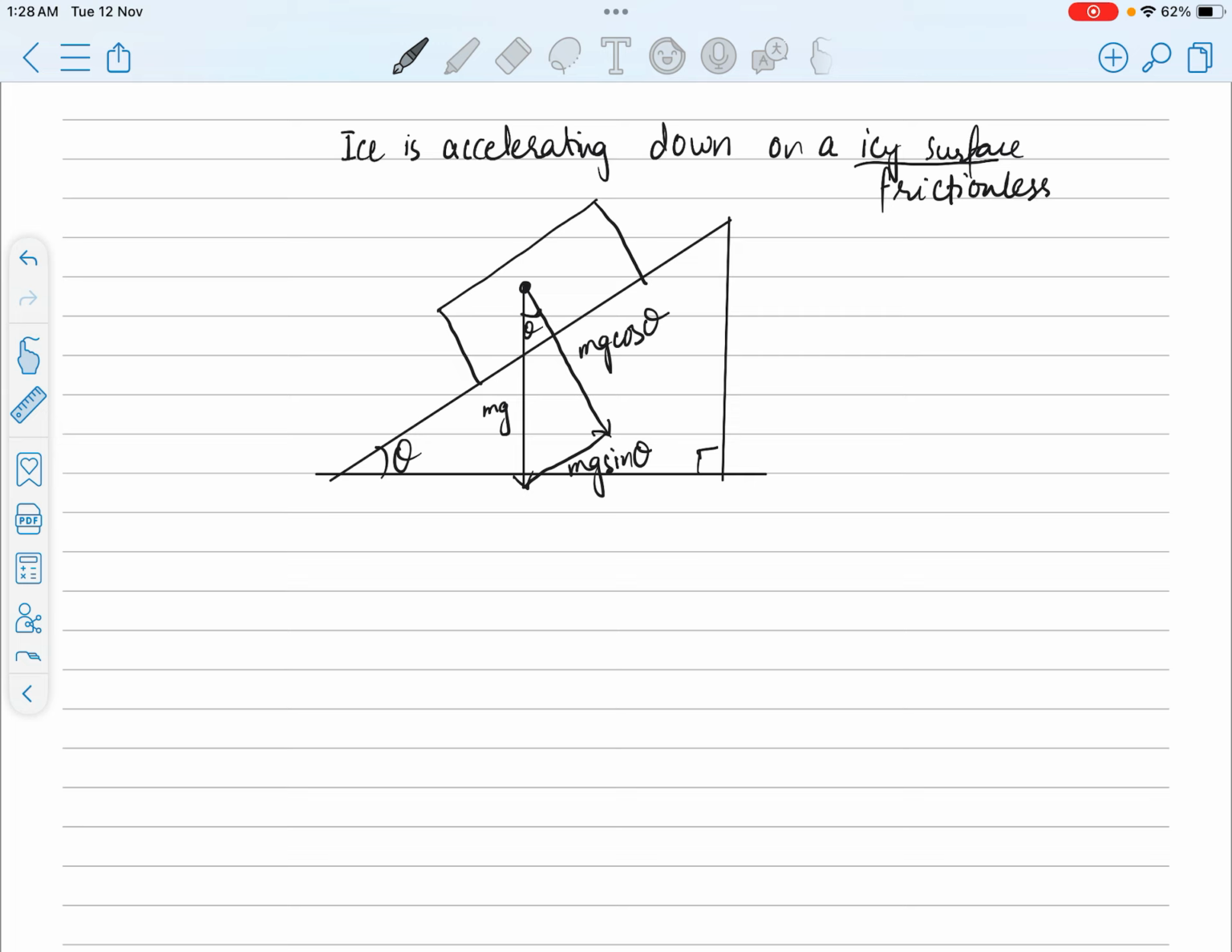So if we parallel shift this mg sine theta, parallel shift basically means we change the position of the vector in the plane, but we don't change its magnitude and direction. So this mg sine theta is like this. Now, one of the reasons that the object slides down on an incline is due to the parallel component of its weight. So this is mg sine theta.